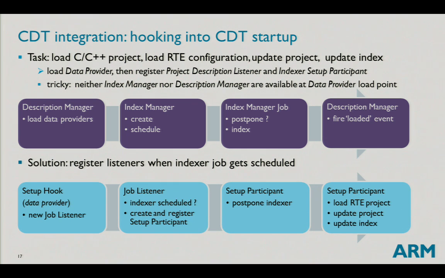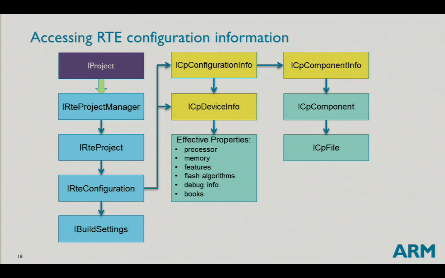So it looks like this. We register data providers as a setup hook, as I have called it. It creates a job listener and listens for when this job gets scheduled. At this point in time, we know that those two important members are already there, so we can register our listeners, then wait for the loaded event, update our RTE configuration, update the project, and then update the index. If someone has a better solution for this, it would be highly appreciated. That's the last slide in the presentation.